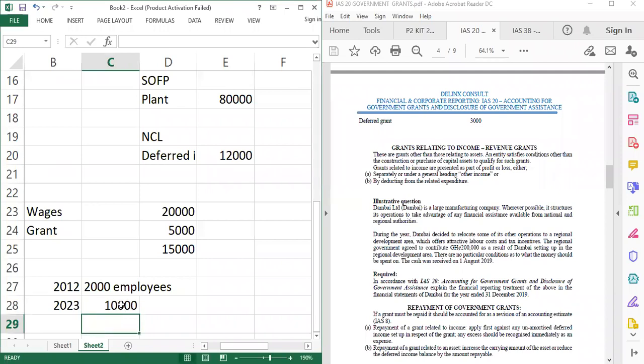Will you be waiting to meet the condition of employing 2,000 employees before you recognize the grant, or you just recognize the grant because you have already satisfied this condition in the past? Will you be waiting to employ 2,000 employees again before you recognize the grant, or you go straight forward and recognize the 10,000 because you have done this in the past? What are you going to do? Senior Socrates, what are you going to do?